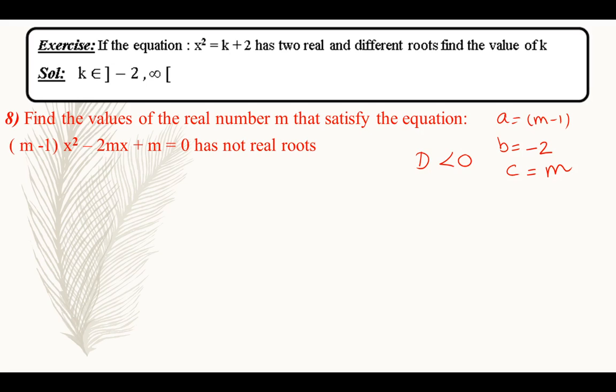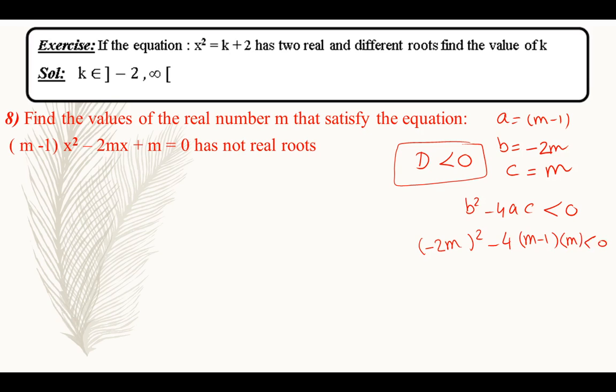The two roots here are complex. That is to say that the discriminant is smaller than 0. So the discriminant, which is b power 2 minus 4ac, is smaller than 0. Here b equals negative 2m, so b power 2 means negative 2m for all power of 2, minus 4 multiplied by a, which equals m minus 1, multiplied by c, which equals m. All of this smaller than 0.